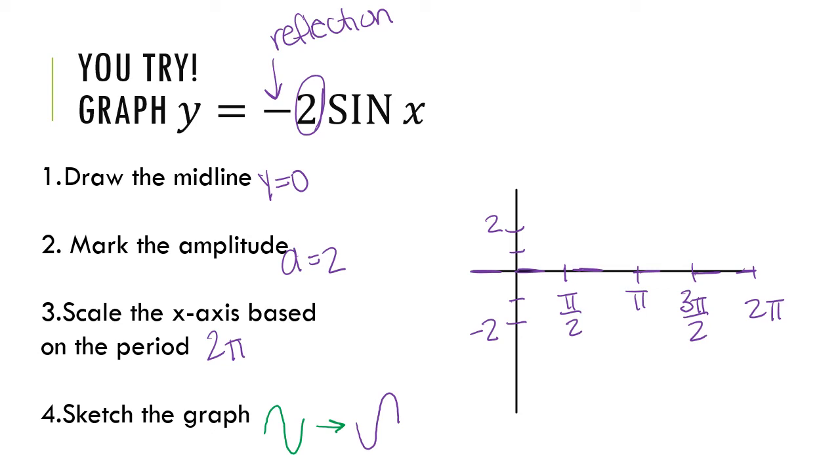Since our middle points are on the x-axis, they're not going to change. So we still have a point at 0, 0, at pi 0, and at 2 pi 0. The difference, though, is that my middle points, instead of the one at pi over 2 being up at positive 2, it's going to be at negative 2, and the 3 pi over 2 point will be at positive 2. So this would be our sine function, and it's been reflected.